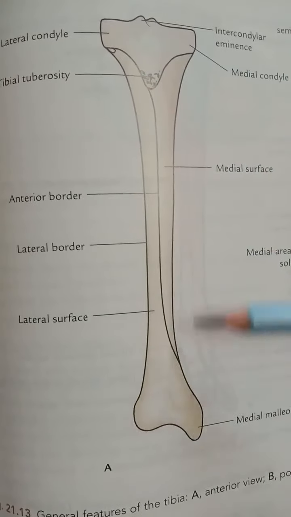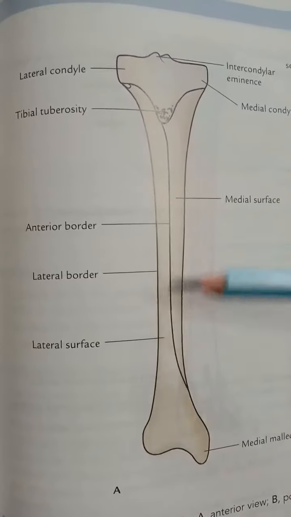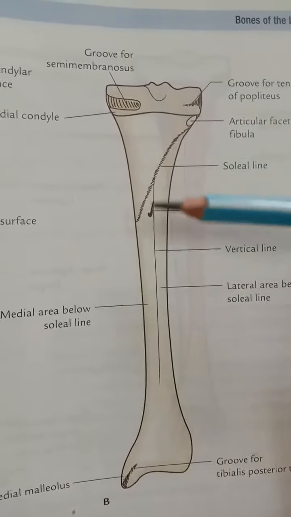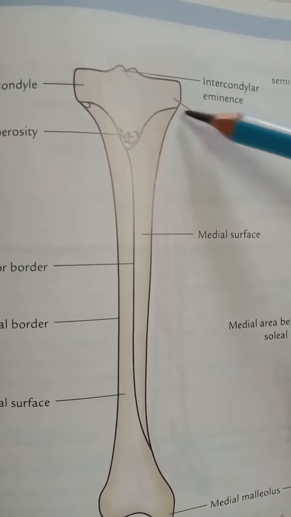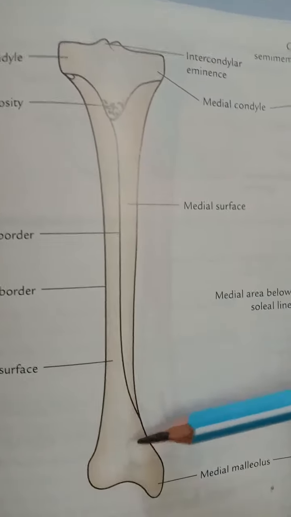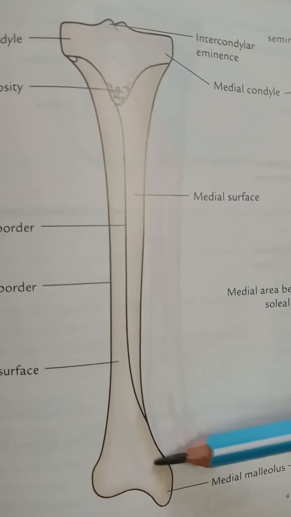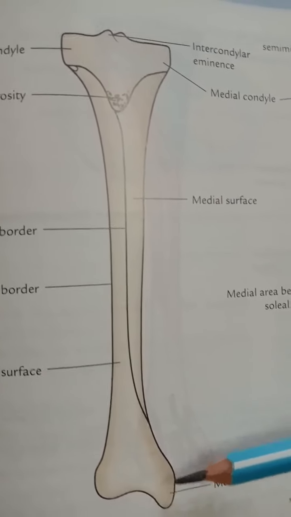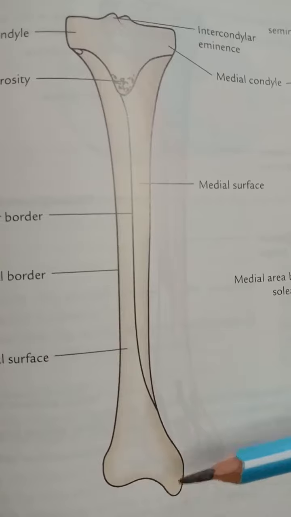Here you can see the right side of the tibia, anterior view, and this is the posterior view of the tibia. So that is the side determination of the tibia. The upper end is much larger than the lower end, and the medial side of the lower end projects downwards beyond the rest of the bone. This projection is called the medial malleolus, which is present on the medial side.